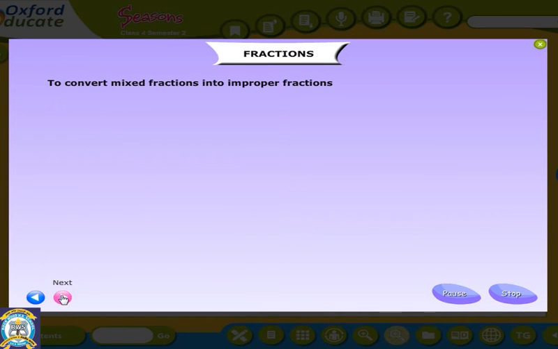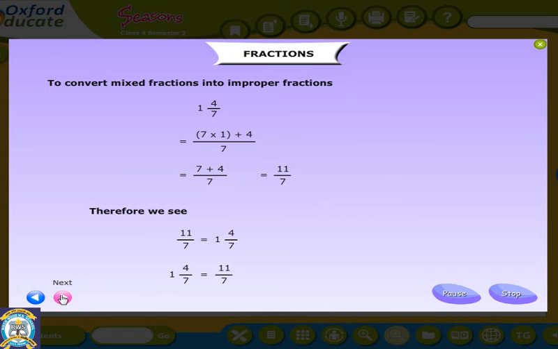To convert mixed fractions into improper fractions, follow these steps. Step 1. Multiply 1 into 7, that is equal to 7. Step 2. Add 4 to it, that is 7 plus 4 equal to 11. Step 3. Write 11 as numerator and 7 as the denominator.